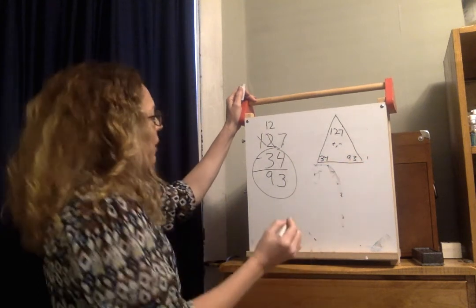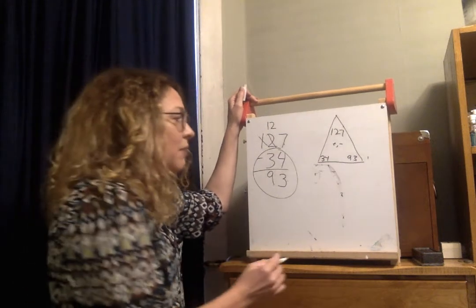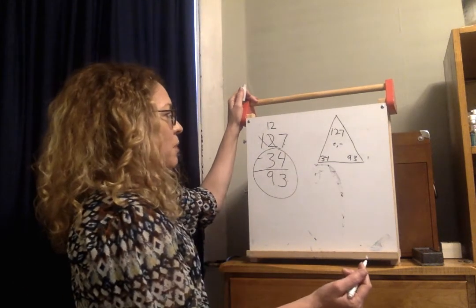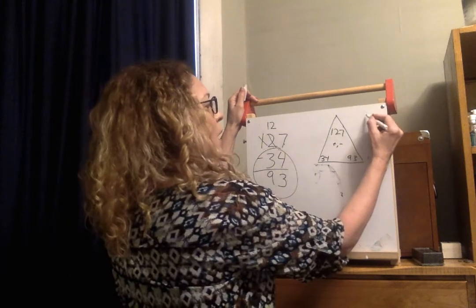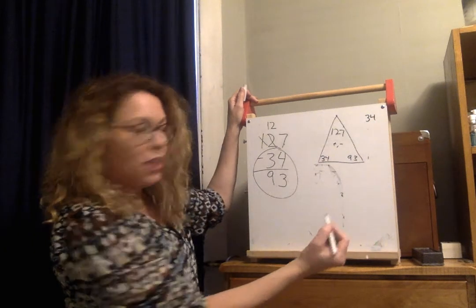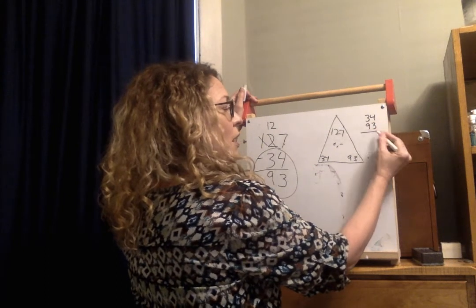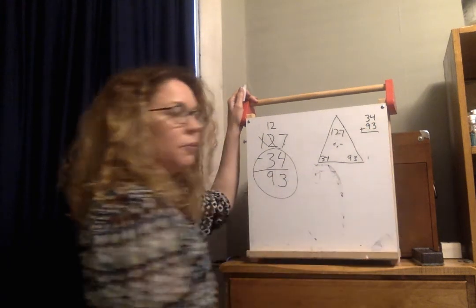But before I do any of that, I better add these 2 together, make sure that this is a true fact family, right? I'm running out of board space. Let's do it up here. I'm going to put my 34 on top because it doesn't matter with addition, but it sure does with subtraction. I'm going to add those 2 numbers together.